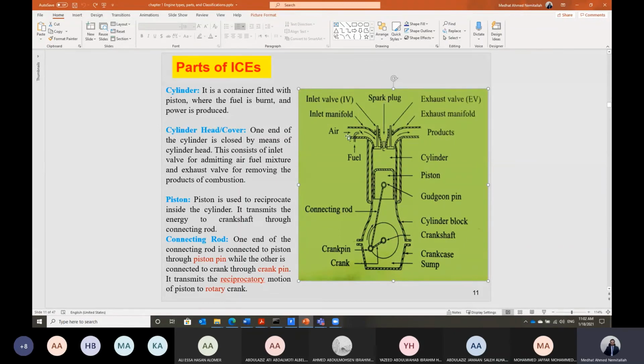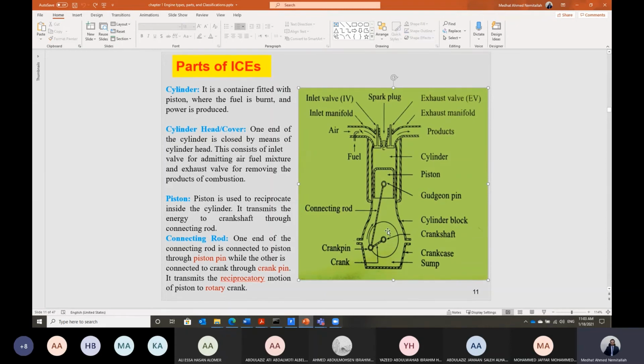Okay, this is the cylinder head, and in between we have the piston. Once combustion is created inside the cylinder, heat will be generated, so high pressure and high temperature will be generated within the cylinder. It will push the piston down, and the piston is connected to a connecting rod. This connecting rod is connected to the crankshaft. The function of this connecting rod is to convert the reciprocating motion of the piston into the rotating motion of the crankshaft.